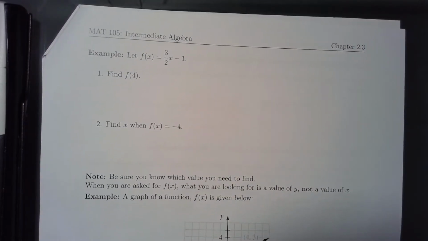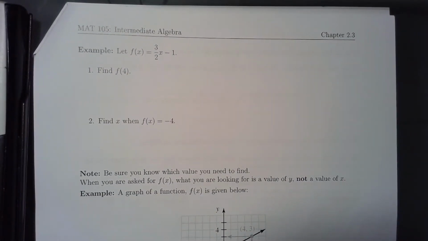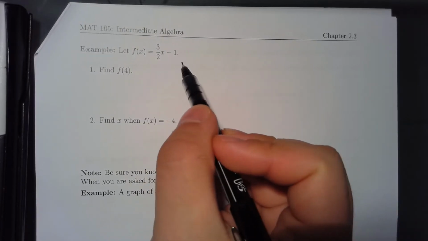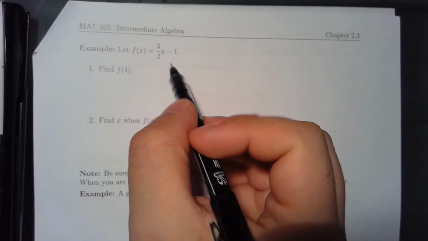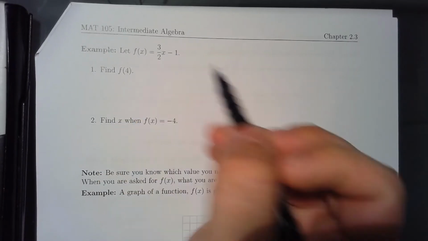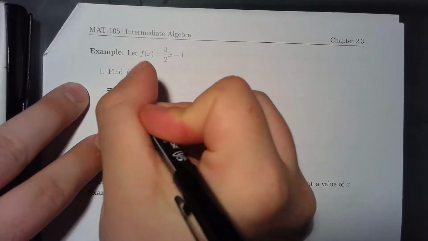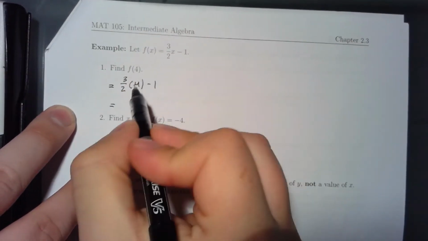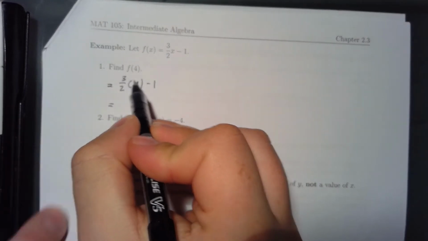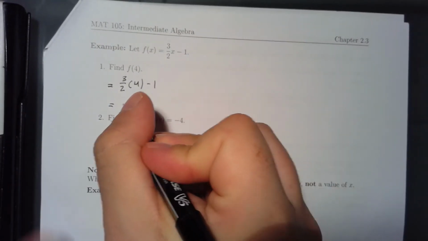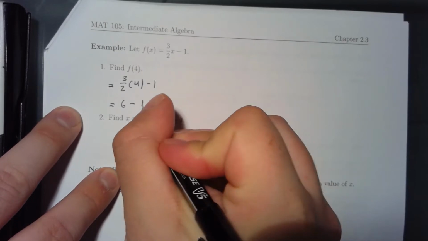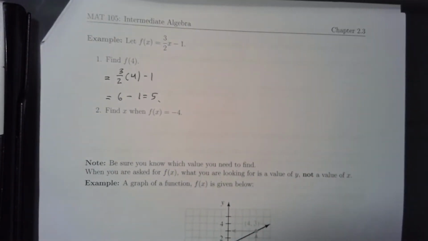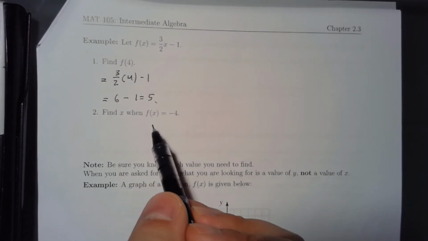So on page 3, if I have this function, evaluate it at 4. Alright, we've done that quite a few times. So just plug in 4 for x. So I'm going to get 3 halves times 4 minus 1. Well, 3 halves times 4, that's 4 times 3 is 12 over 2, which is 6. 6 minus 1 is 5. Easy enough.